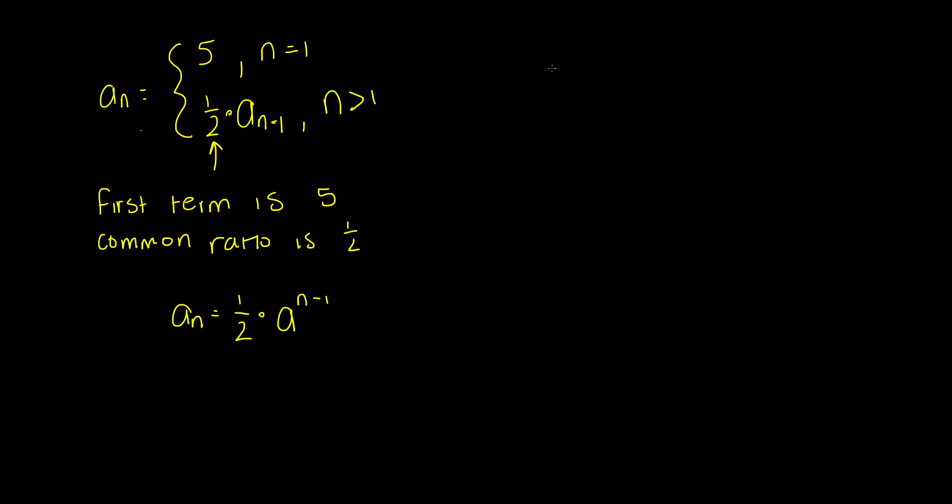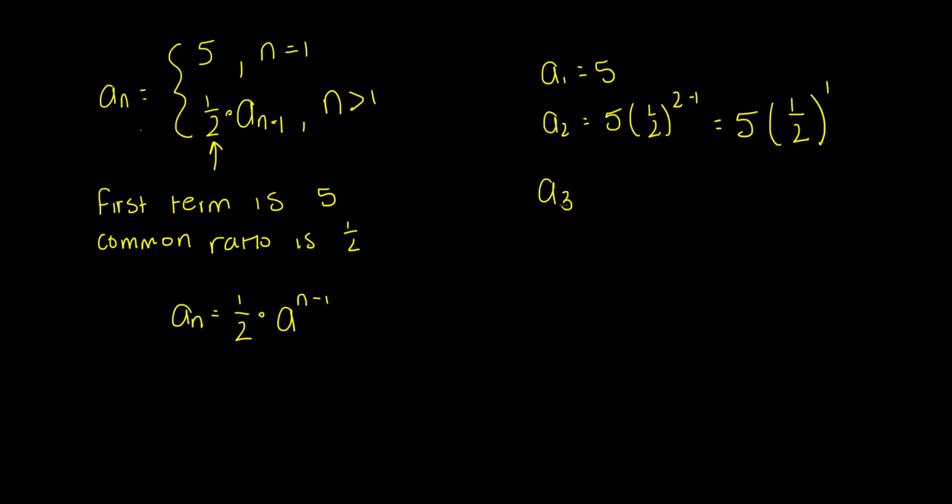So in other words, if a1 is equal to 5, and I want to find a2, then I'm going to do 5 times 1/2 to the 2 minus 1, or in other words, 5 times 1/2 to the 1 power. Same thing for a3. If I wanted to find the value for a3, this is going to be 5 times 1/2 to the 3 minus 1, or in other words, 5 times 1/2 squared. And so on and so forth.